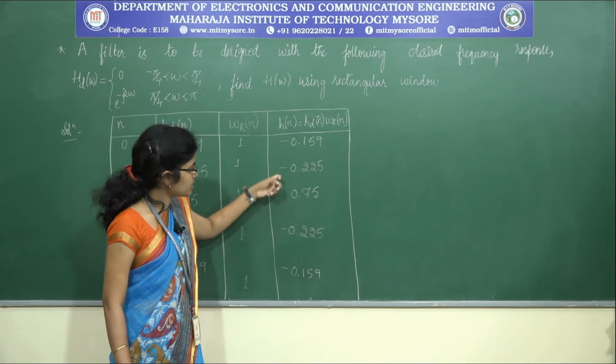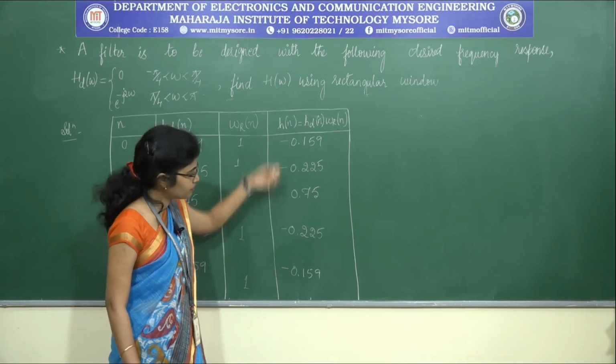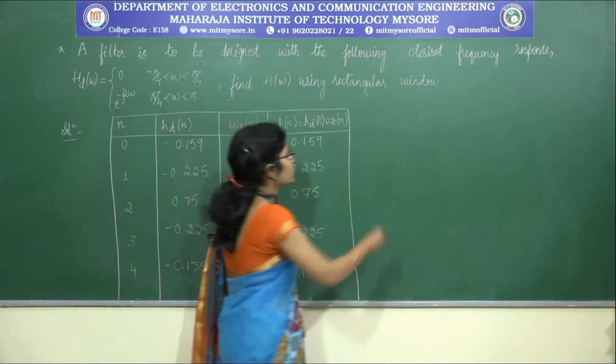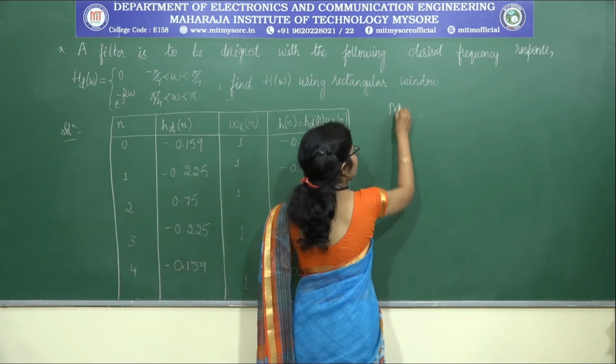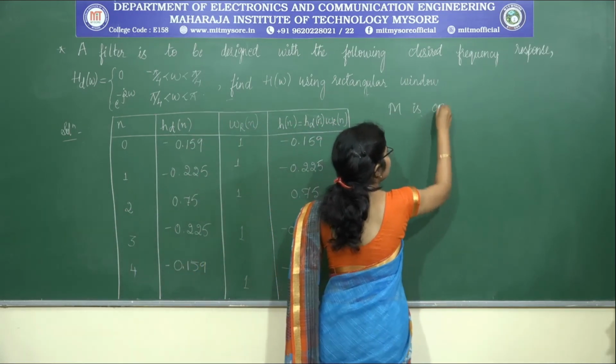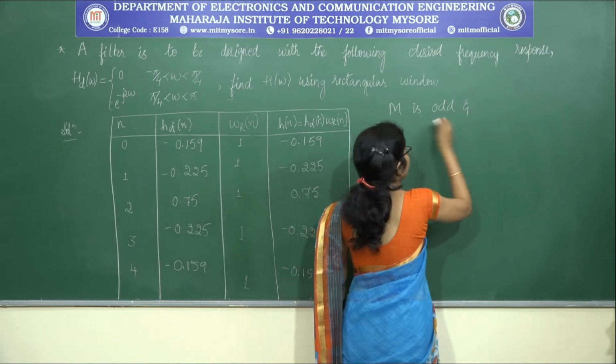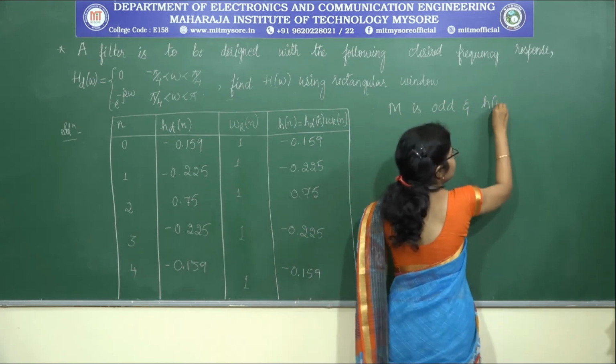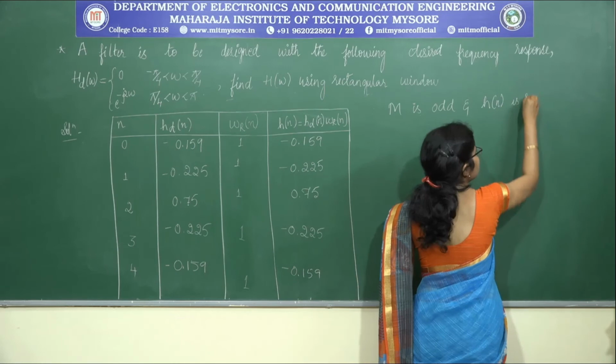Okay. Now, looking into h of n, which we have obtained, it is symmetric. So, if I take this as a center value, these two are symmetric, these two are symmetric. Therefore, what is the condition? We know m is odd and h of n is symmetric.